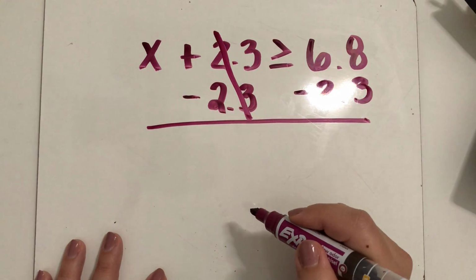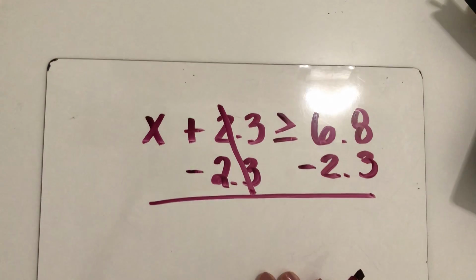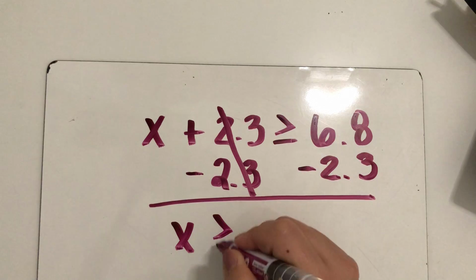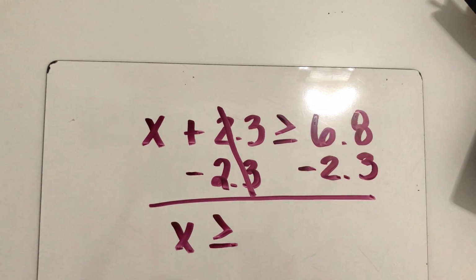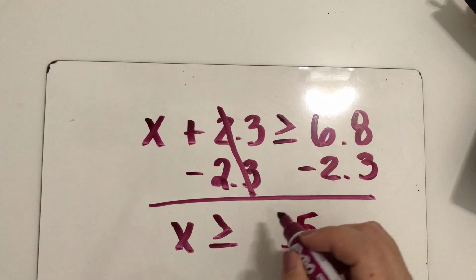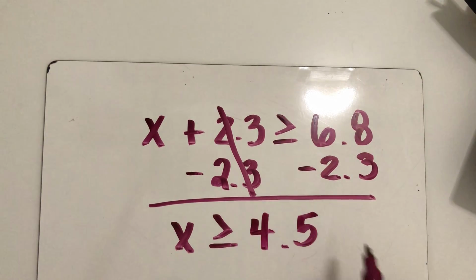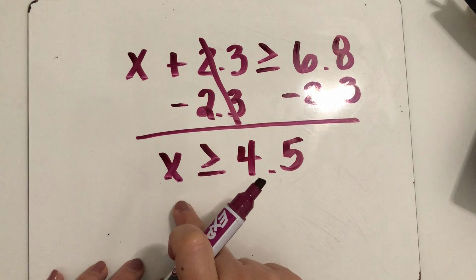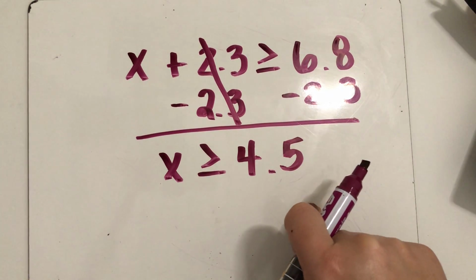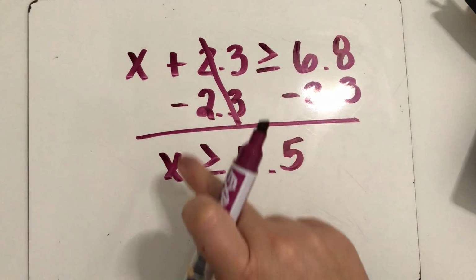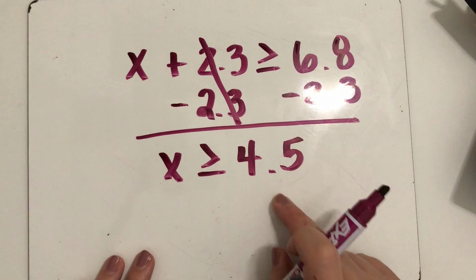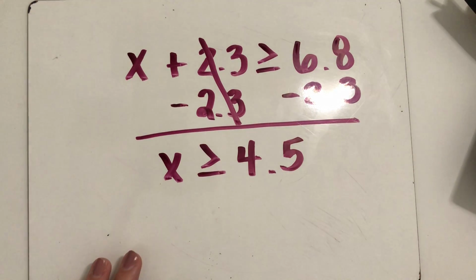This gets canceled out. Let me move this down a little bit. So we get x greater than or equal to, and I'm going to subtract this like normal. So 8 minus 3 would give me the 5. 6 minus 2 would give me 4. So here I end up with a solution of x greater than or equal to 4.5. So that means that I'm going to go ahead and put a closed or filled in circle over 4.5 on my number line, and I'm going to shade that to the right.